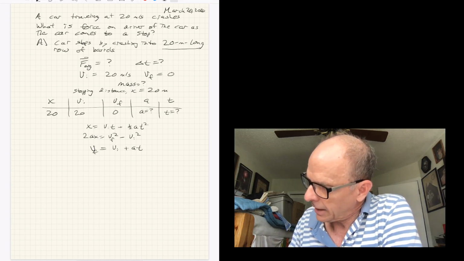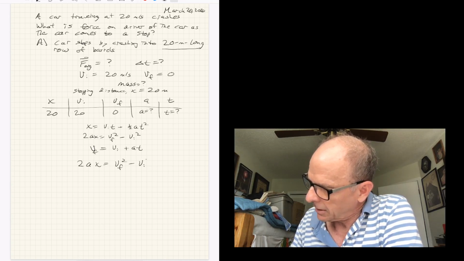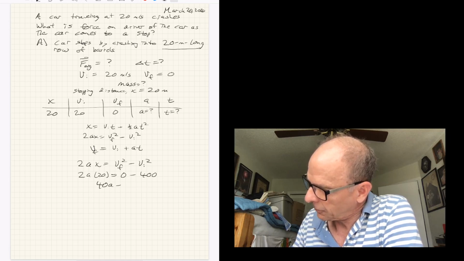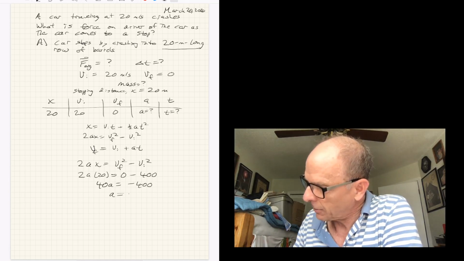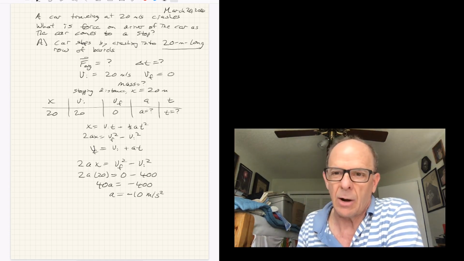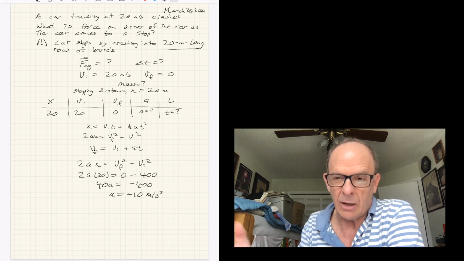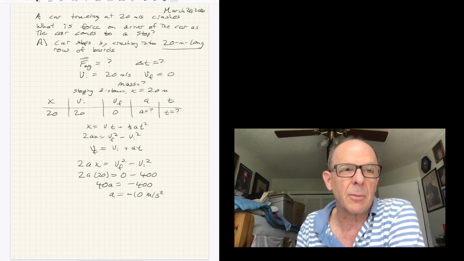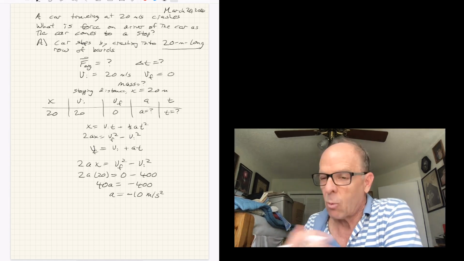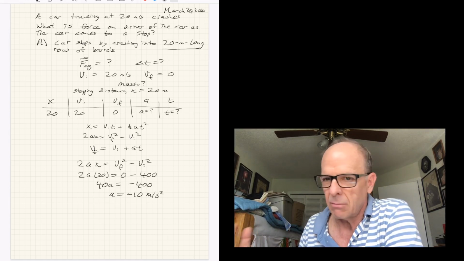So 2ax is vf squared minus vi squared. That gives me 2a times 20 equals 0 minus 20 squared, which is 400. That gives me 40a equals minus 400. a equals minus 400 over 40, which is minus 10 meters per second squared. So that's the acceleration. 10, that's about 1 g. So that means that by crashing into those water-filled barrels, you come to a stop at 20 meters. That's about 1 g of deceleration, totally survivable.